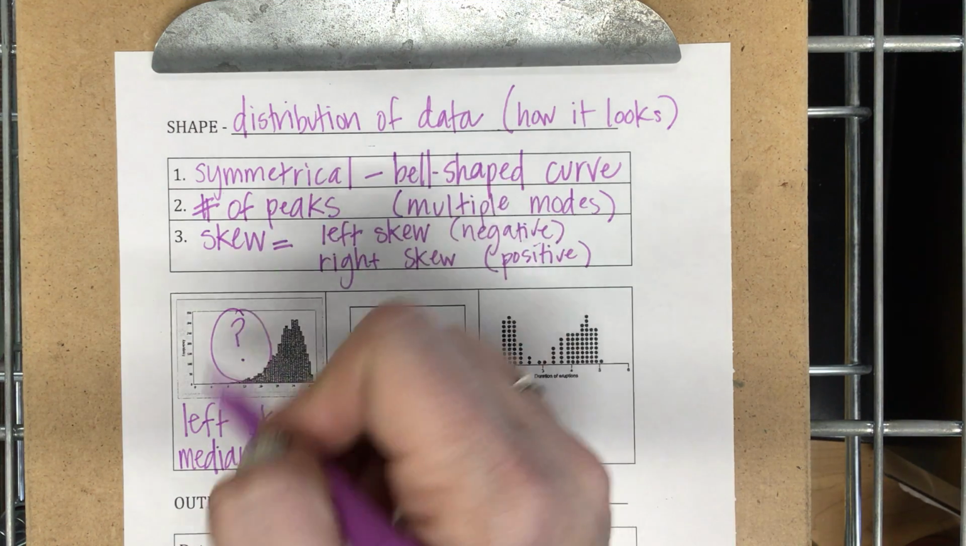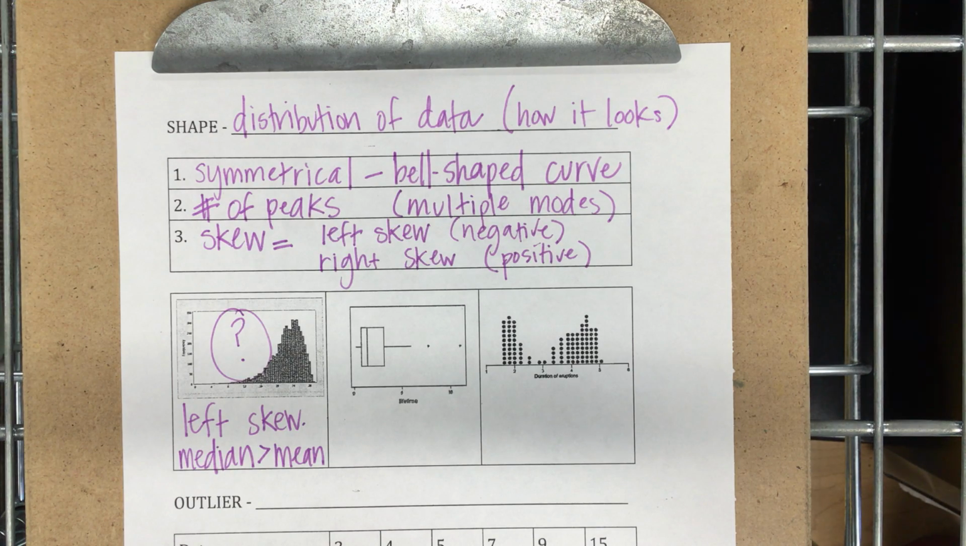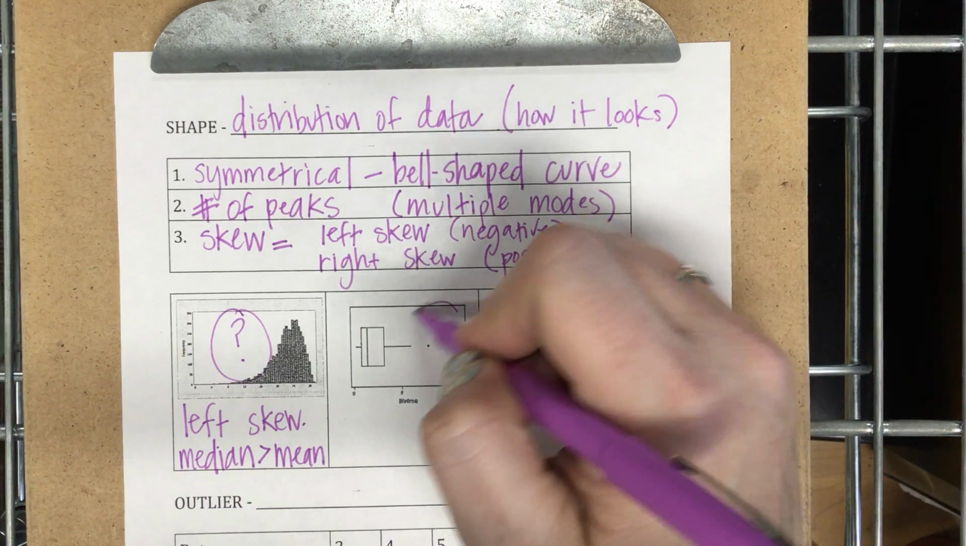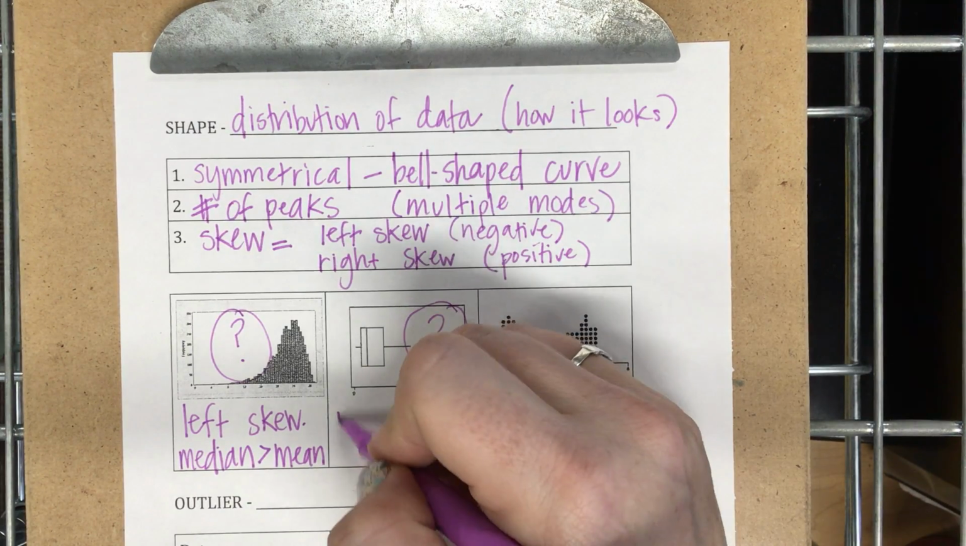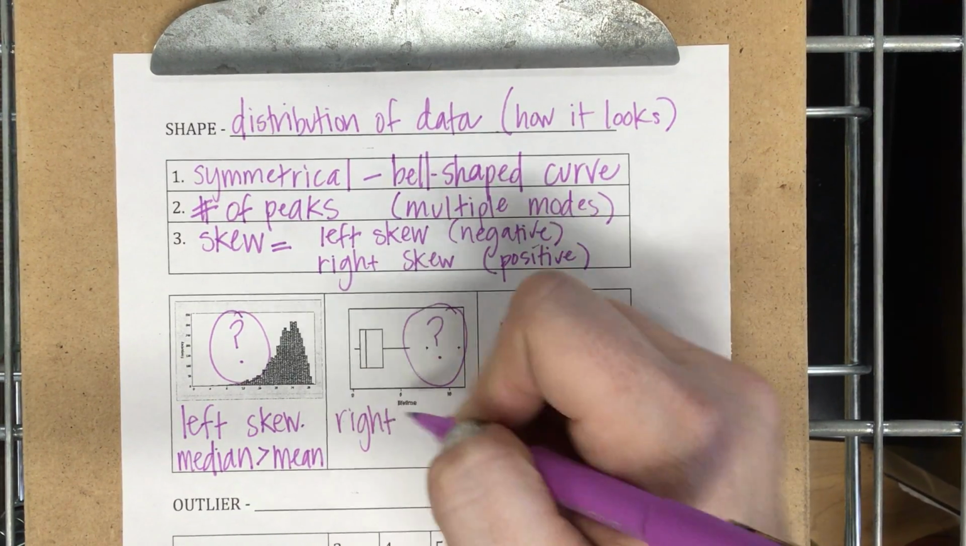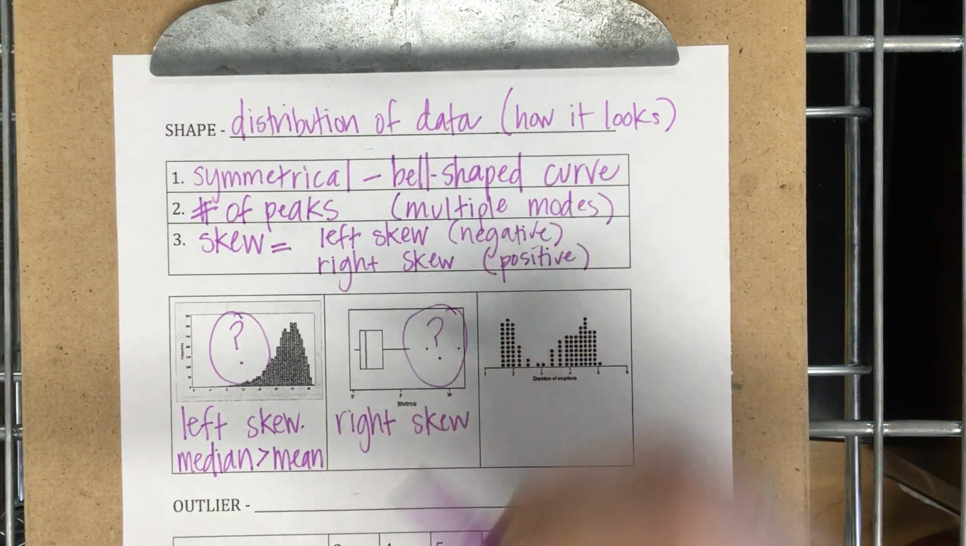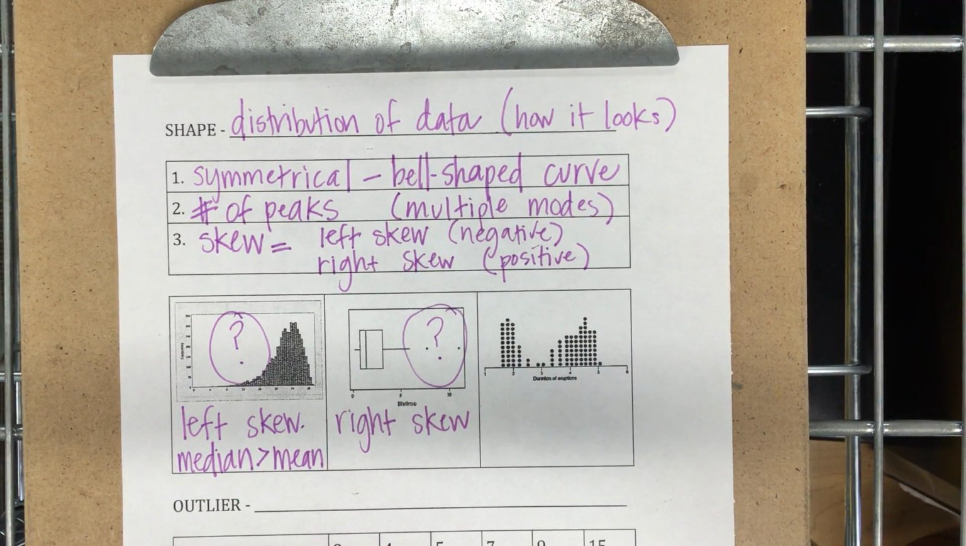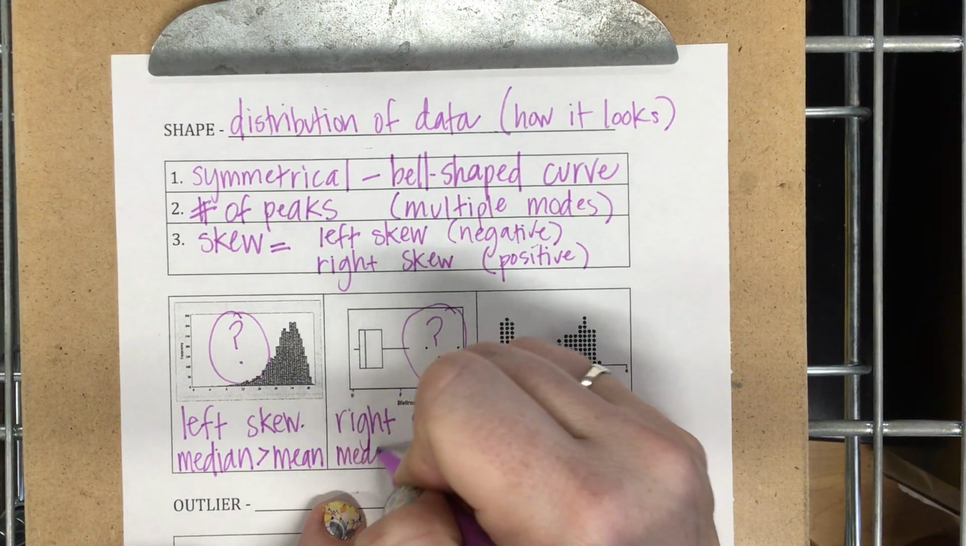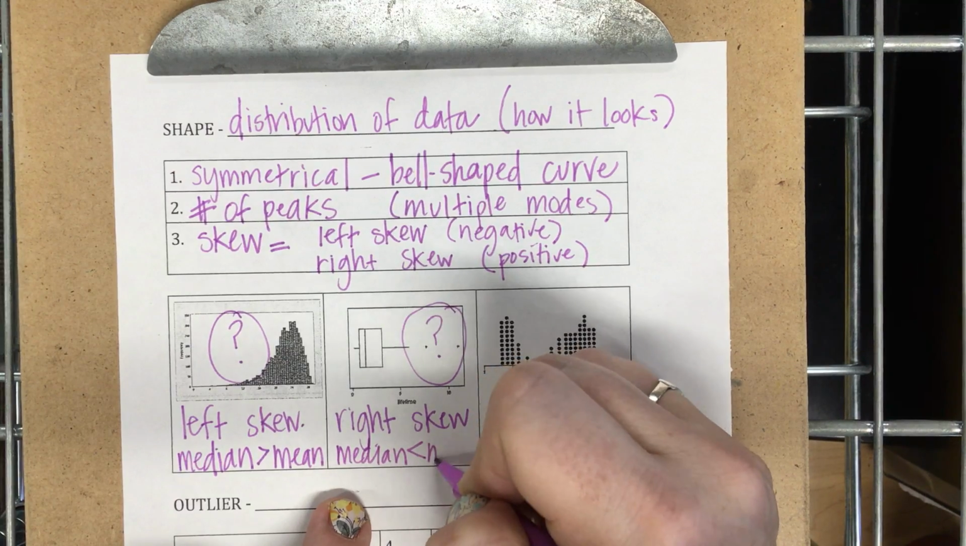What about this data? What can you tell me about this guy? Okay, it's a right skew. The right side of this graph got skewed. Whoa. The mean is greater than the median. So that means the mean is greater.